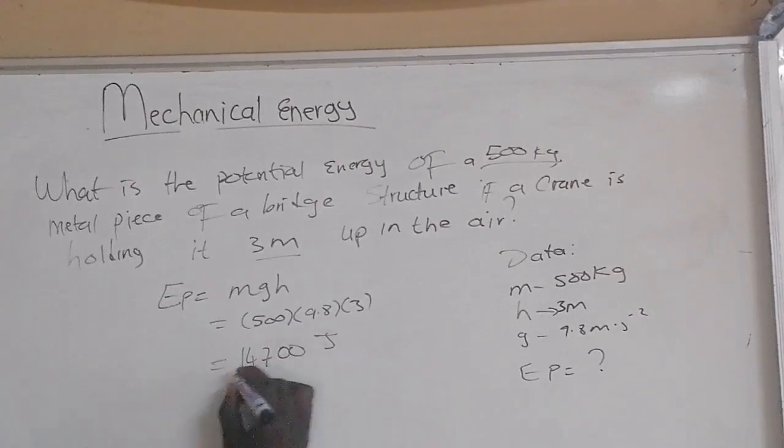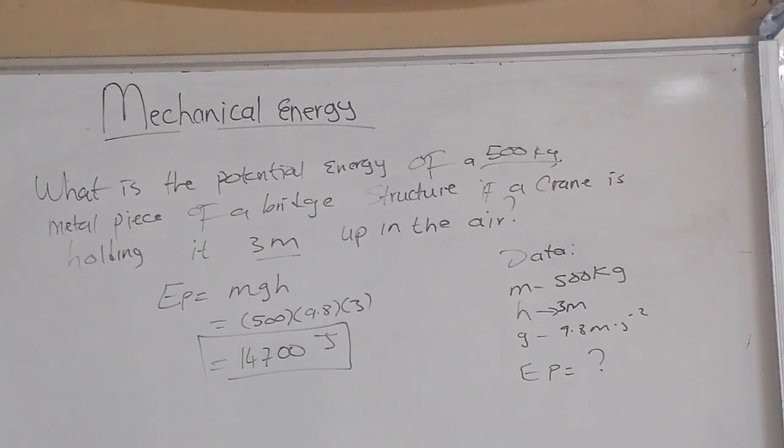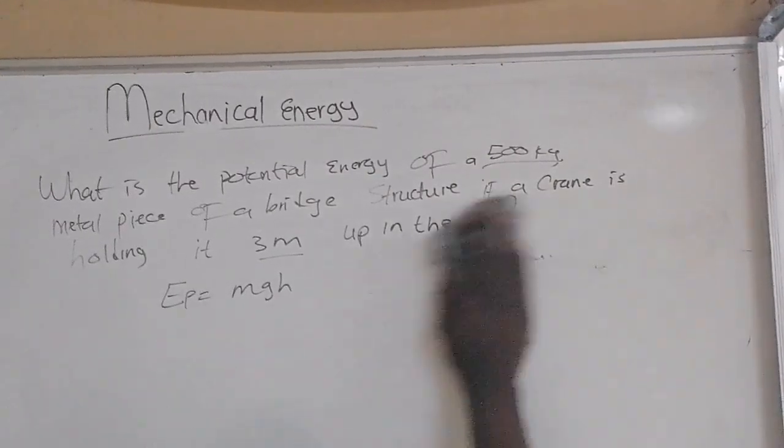14,700 joules. If this answer is incorrect, you can correct it and leave the correct answer on the comment platform. I'm not sure if it's correct or not. I don't trust this calculator of mine sometimes. Okay, so this is how we calculate the potential energy. Let's talk about the kinetic energy.